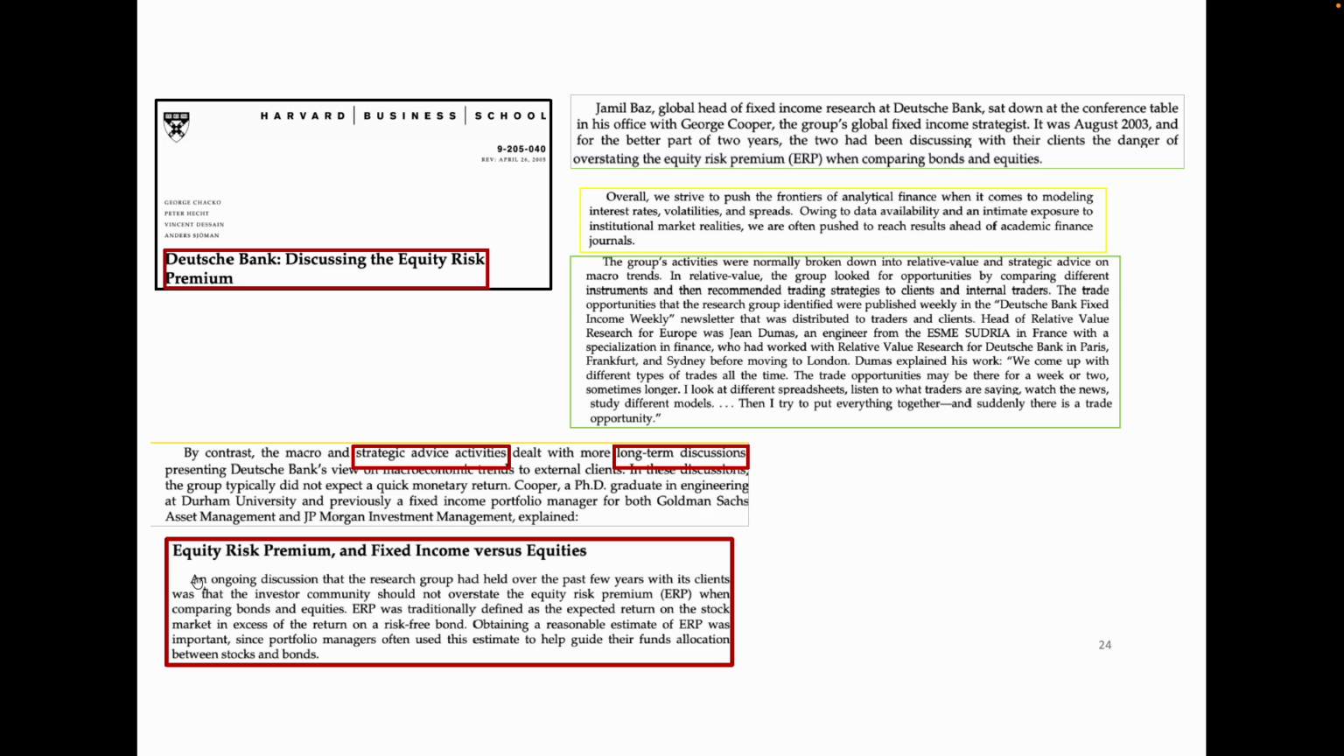And here, they are saying an ongoing discussion that the research group had held over the past few years with the clients was that the investor community should not overstate the risk premium for equity when comparing bonds to equity. The ERP, so equity risk premium, was traditionally defined as the expected return on the stock market in excess of the return on the risk-free bond. Obtaining a reasonable estimate for the risk premium was important since managers often rely on that as a guide for allocation. Okay, so I just said that.